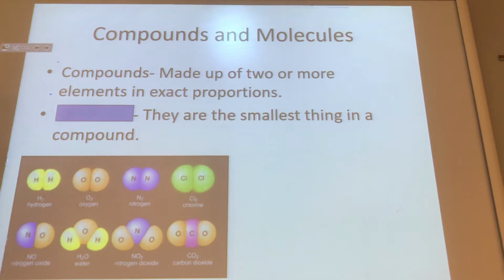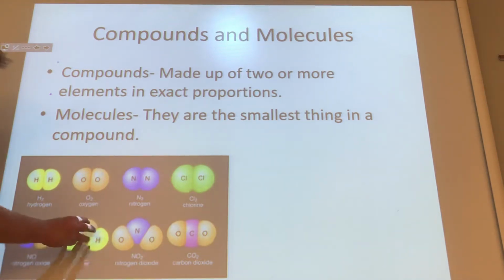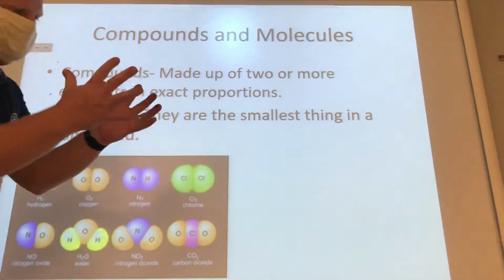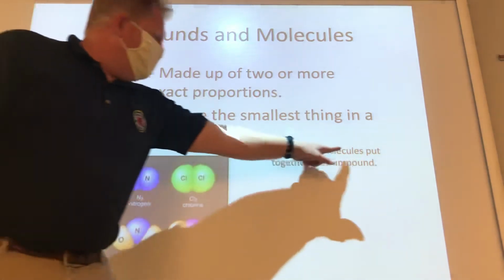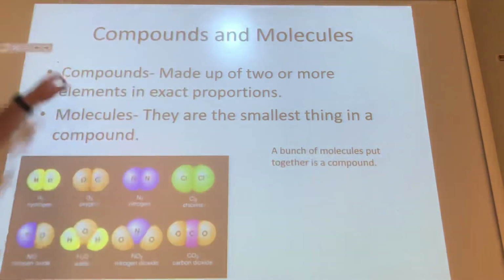And when we have just one molecule of that compound, that's the smallest thing. So just having one of these, this is a molecule of water. A bunch of molecules of water go together to give you your glass of water. Okay? A bunch of molecules put together gives you a compound. Molecules are the building blocks for compounds.